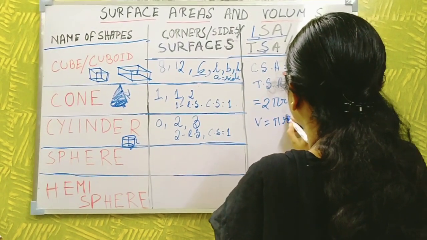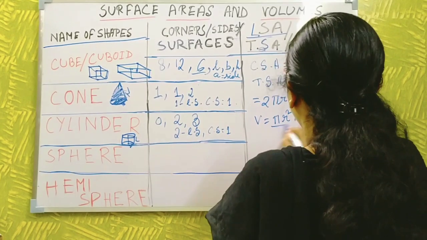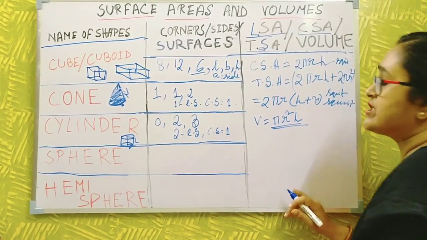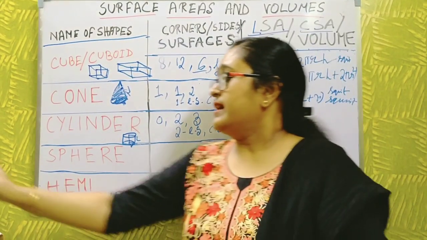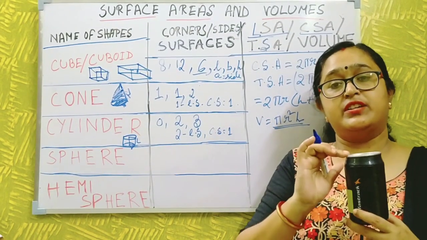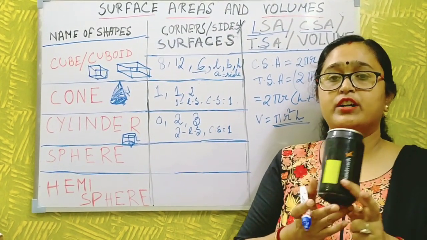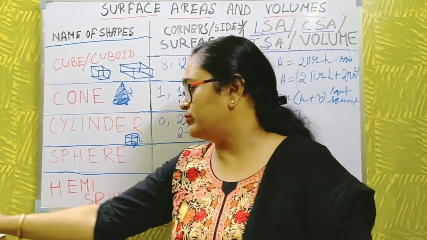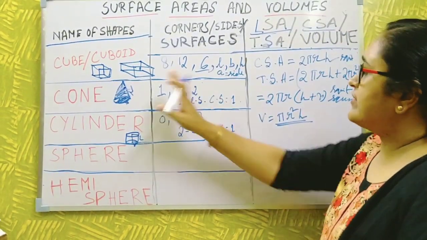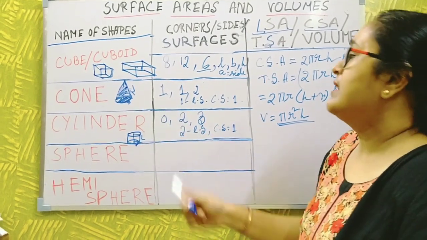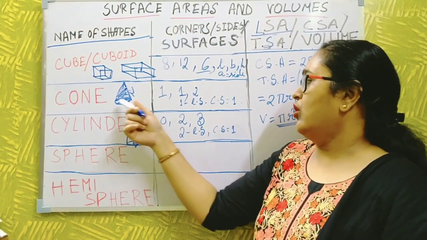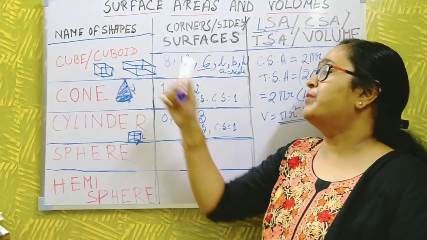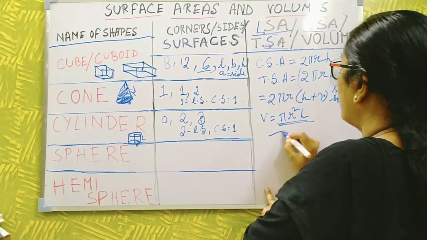pi r square h, where the pi r square h came from the area of the circle and the height. The volume becomes area of the circle, all of you know pi r square, and the height. This is the volume. And in the previous, I just discussed a few minutes ago the volume of the cone.